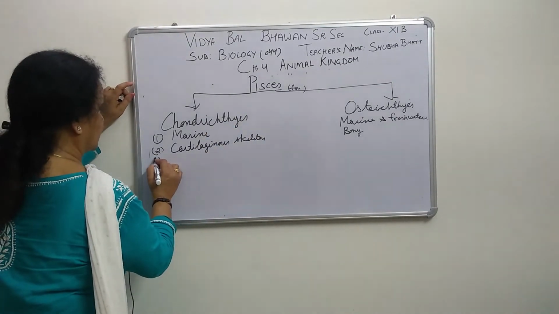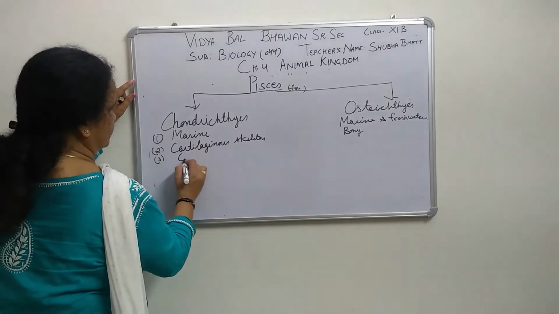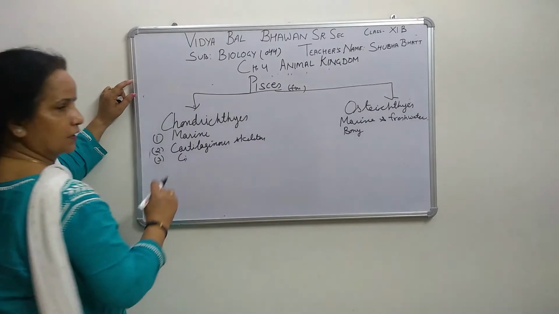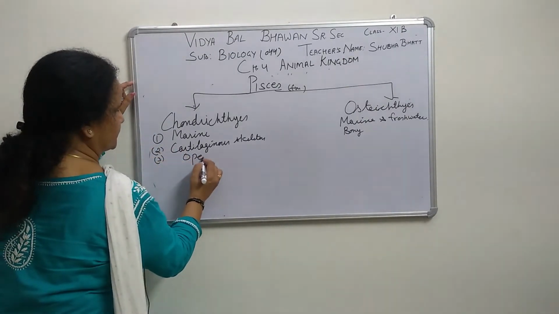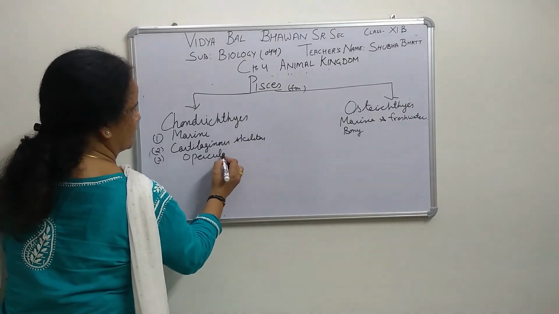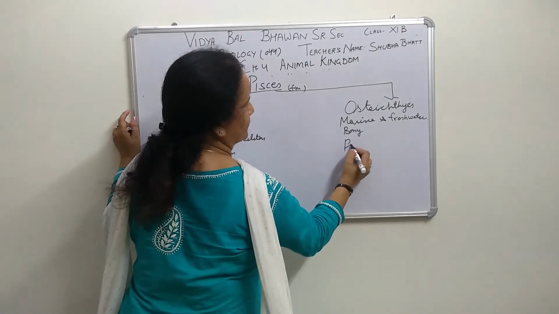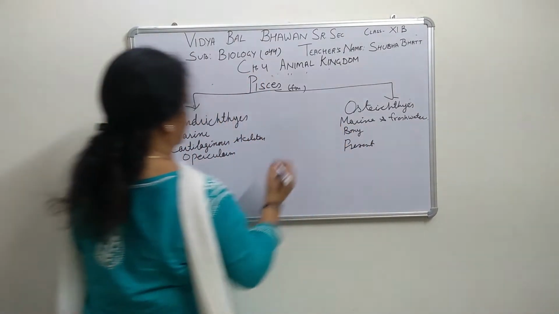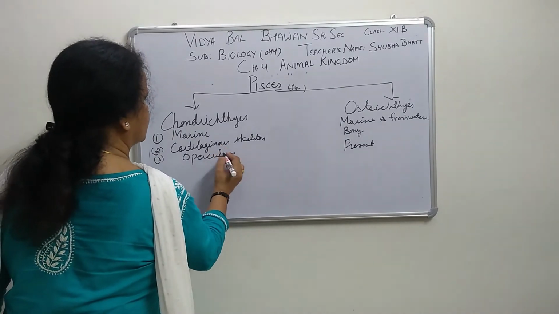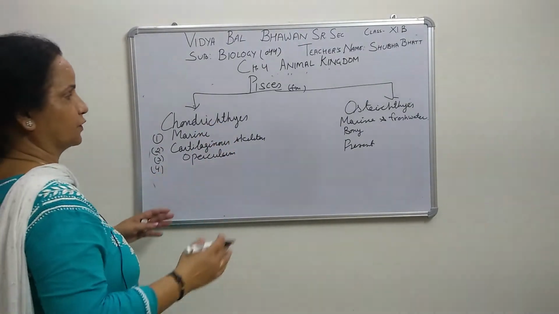Now third is that gills are present but without cover, or you can say without gill cover, which is called operculum. So you can write here operculum is absent. Operculum is absent. That is present. Operculum is present, right? So now here the fourth one, differentiating from each other.